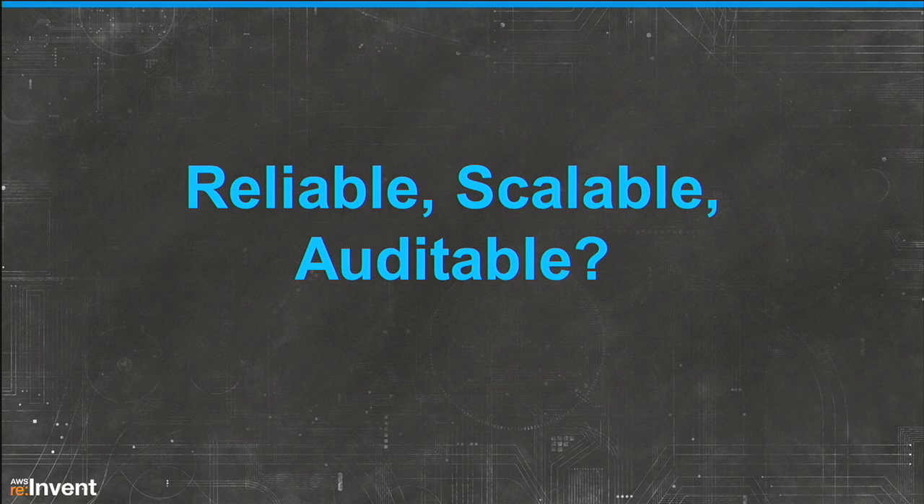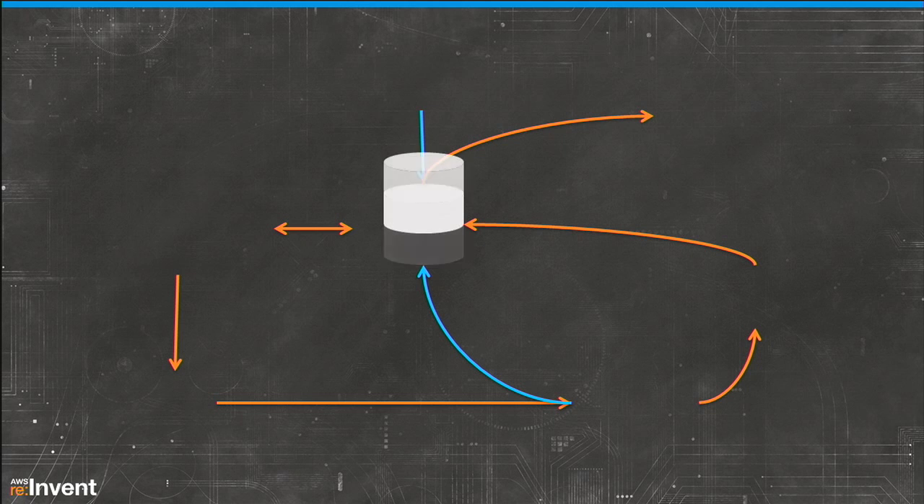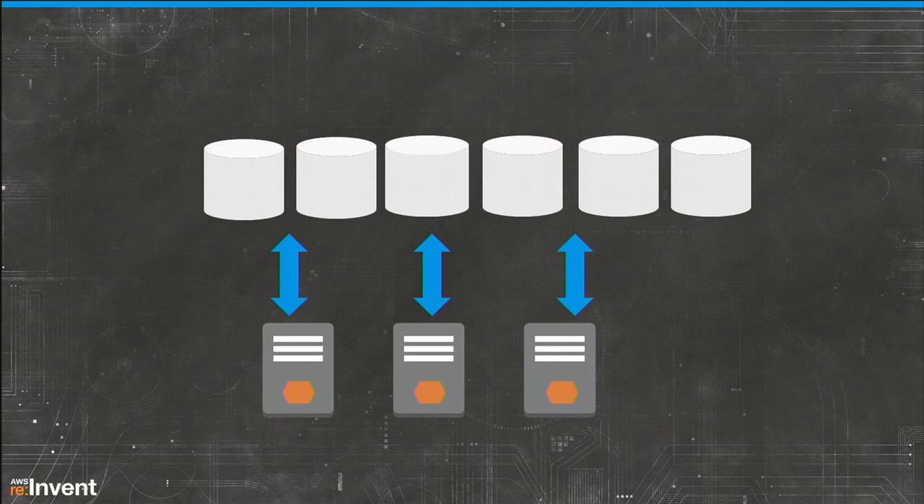So how would we make this reliable, scalable, and auditable? This would work for a handful of users. How would we make this scalable for tens of thousands, hundreds of thousands of users? Well, we could take our logic and condense it into an application server. And then we could scale that out by having multiple application servers communicating with multiple databases.